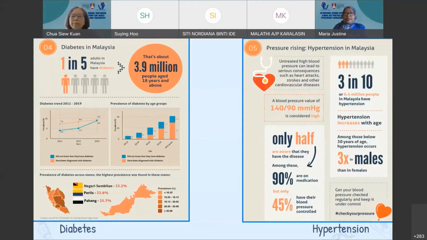All right, and another issue is hypertension in Malaysia, in which 3 in 10 of the population is diagnosed with hypertension, especially among males. Those below 30 years of age, the majority are females. Males are 3 times more likely to get hypertension compared to females. So we know that these are the target population.